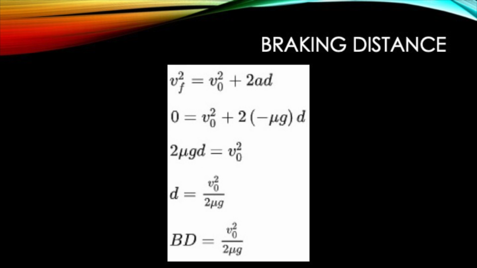Secondly, braking distance is the distance a vehicle travels before coming to a complete stop. It is important to drive at a reasonable speed for safety reasons. Braking distance is determined by vehicle speed, road condition, tire condition, and weather.